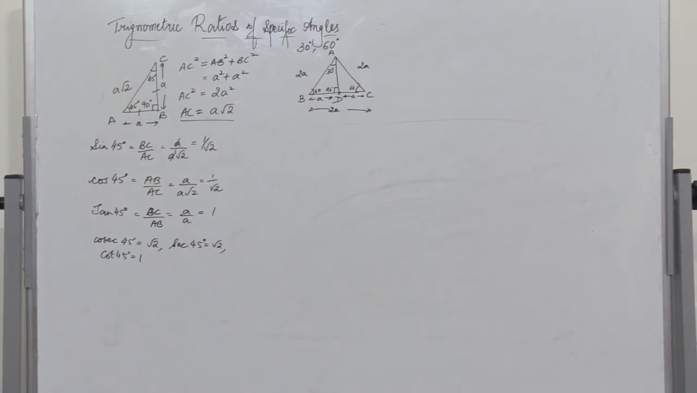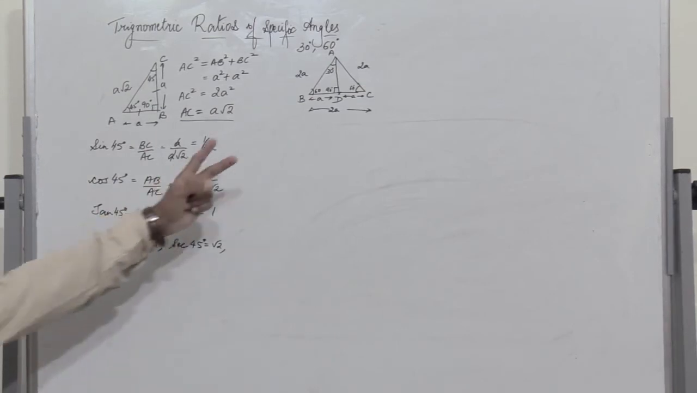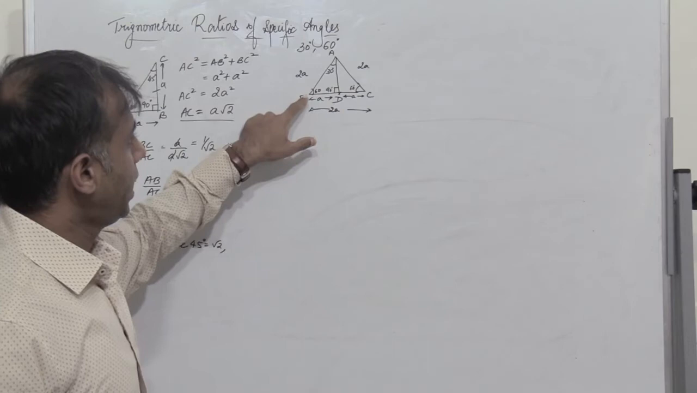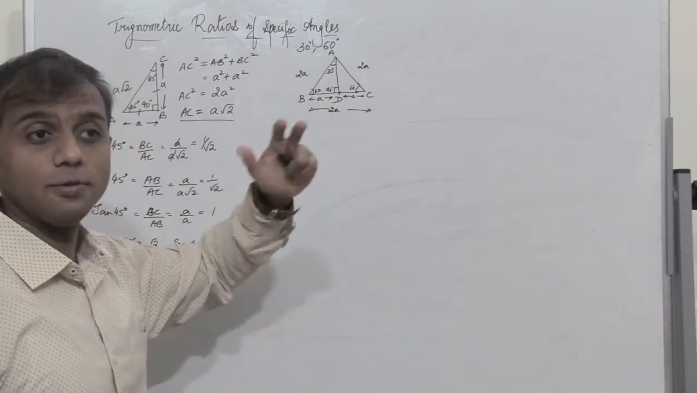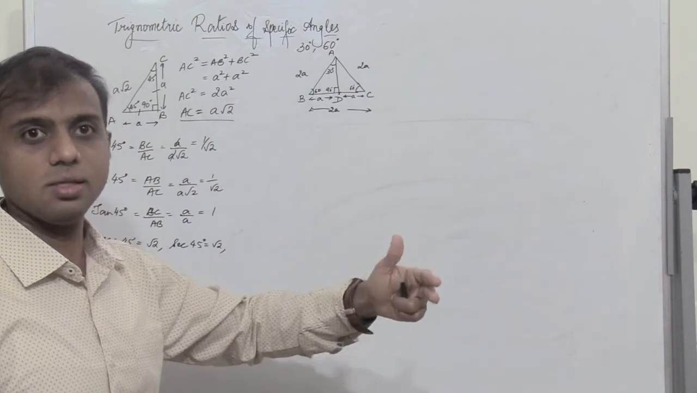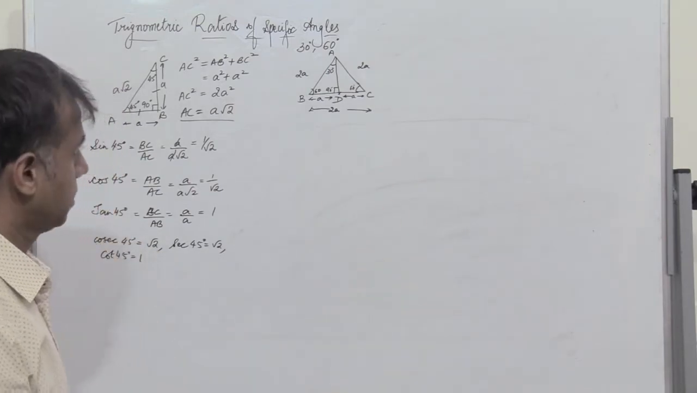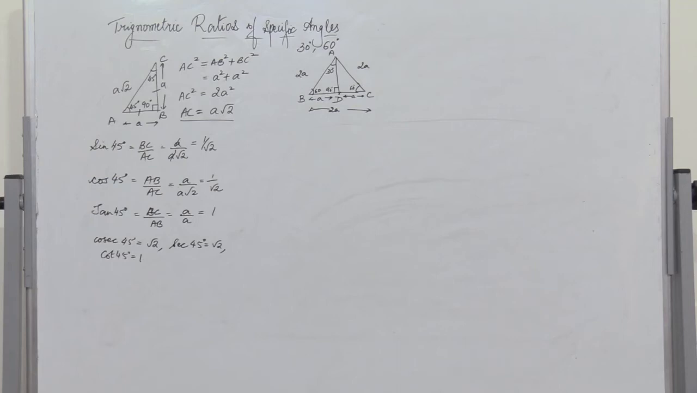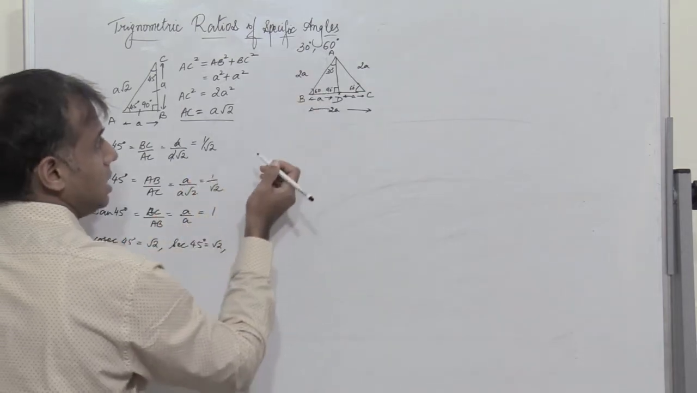Alright, so now we have a right angled triangle where I have 60 and I have 30. So we can find sine 60, sine 30, cosine 60, cosine 30 and so on. Now I know the value of BD, which is A, and I also know the value of the hypotenuse AB, which is 2A. So now we need to find AD.